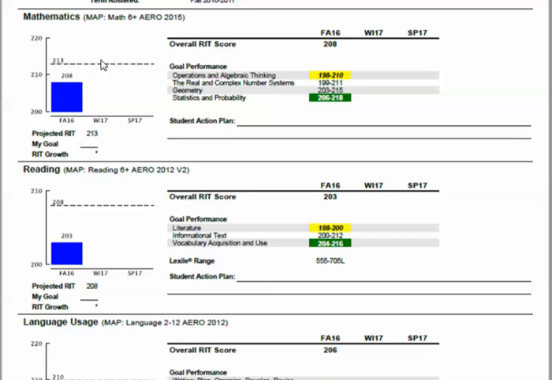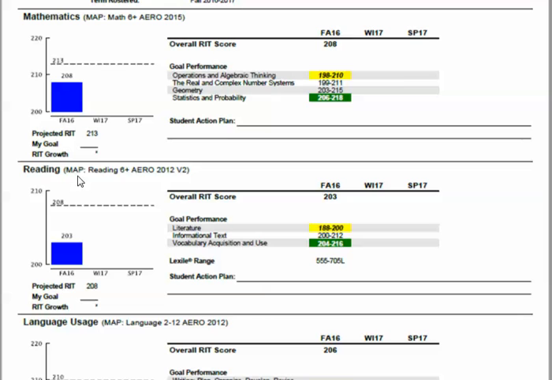The dotted line shows the projected RIT for the next testing event in spring. This also shows under the bar graph. The projected RIT is calculated using growth norms data. Growth norms provide estimates of growth across all grades. For more information on this, please check the NWEA website for the 2015 norms.